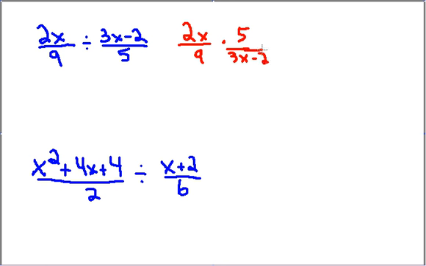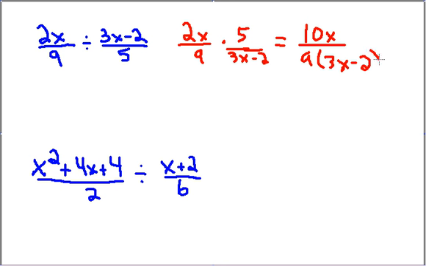At this point, we can now go ahead and multiply. There are no other common factors that we can factor out. So when you multiply fractions, you multiply numerators together and denominators together. 2x times 5 is 10x. In the denominator, 9 times 3x minus 2.